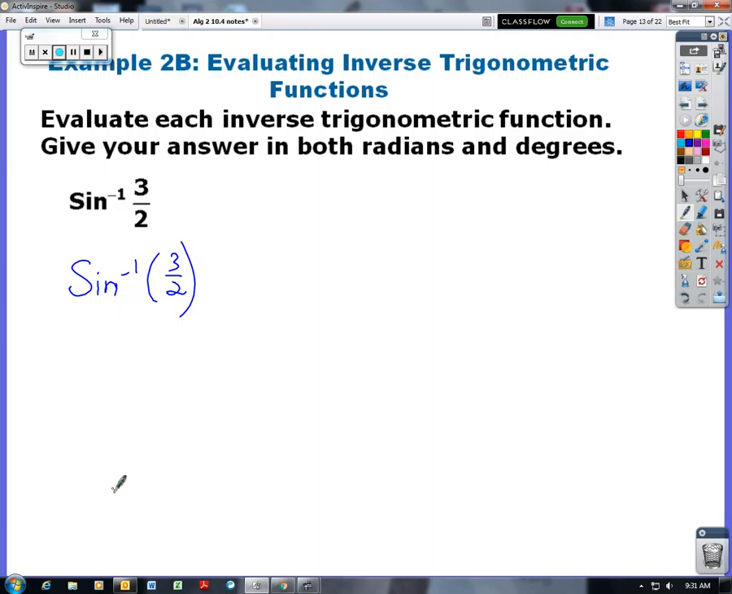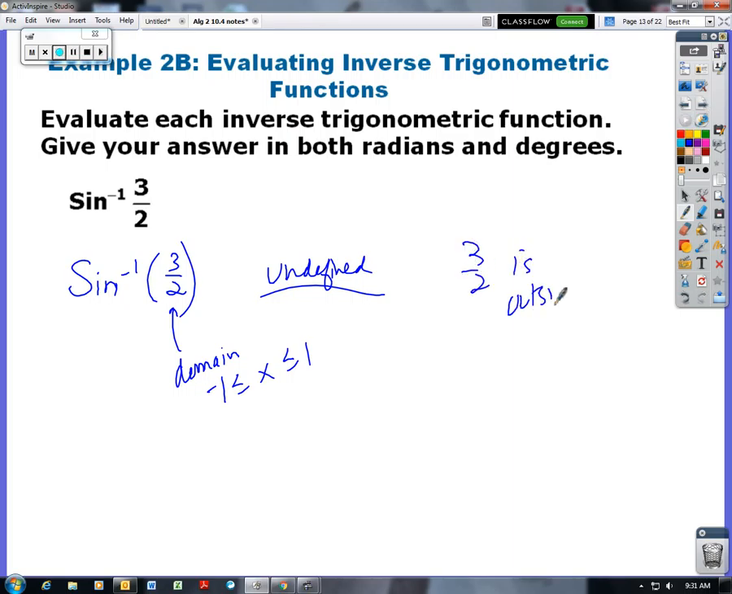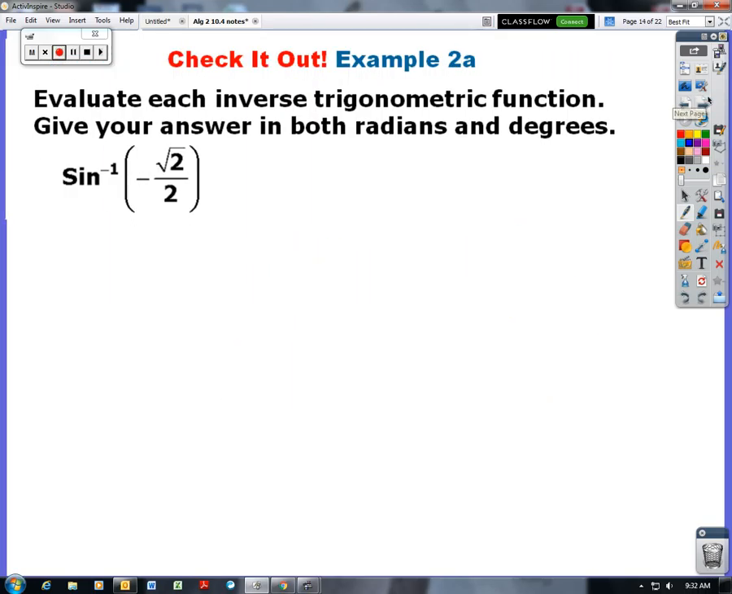We want to know the angle whose sine is 3/2. Well, if nothing's coming to mind, that's because it doesn't exist. Remember, the domain here for sine and arc cosine is between negative 1 and 1. Well, 3/2 is 1.5. It's outside the domain. So this is undefined. There is no such thing, because 3/2 is outside the domain. Now, if it was arctan, we'd be able to do it, because you can find arctan of anything.